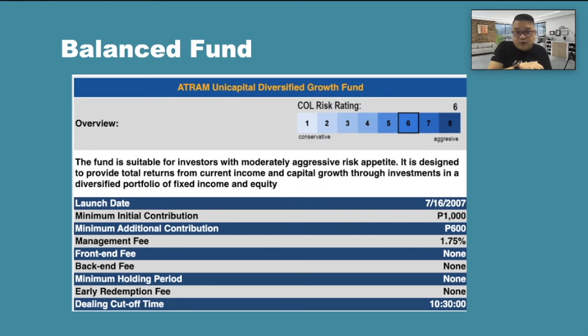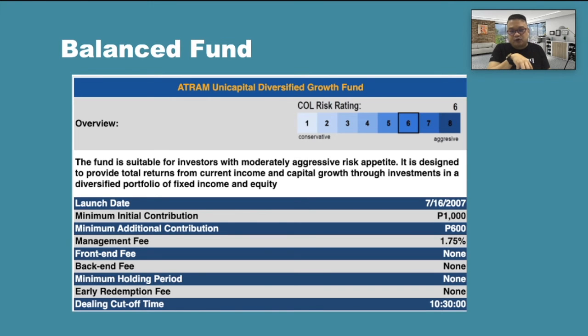As it is also a product of HM, no? Medyo mataas na yung risk level niya, 6 na siya. Sabi dito, as the description of the fund says, the fund is suitable for investors with moderately aggressive risk appetite. So ang balance fund considered pa rin siya moderate, gitna, kasi it's a mixture of all of the asset classes, yung money market, yung bond fund, saka yung equity fund.